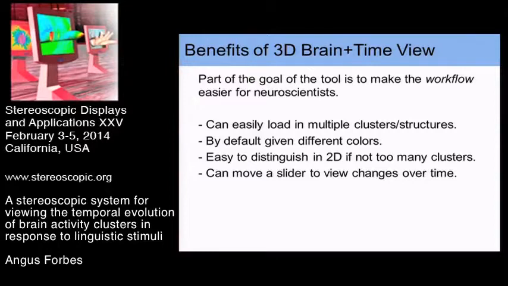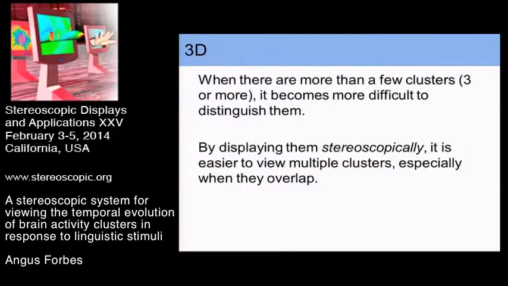The interface is pretty straightforward. You can turn clusters on and off. You can change the opacity of the main brain, and you can move a slider to watch the clusters change over time. There's a problem in 2D: once you have lots of clusters on at once, even if they are changing over time, it becomes difficult to distinguish them. So by displaying them stereoscopically, it's much easier to view the multiple clusters, especially when they overlap.